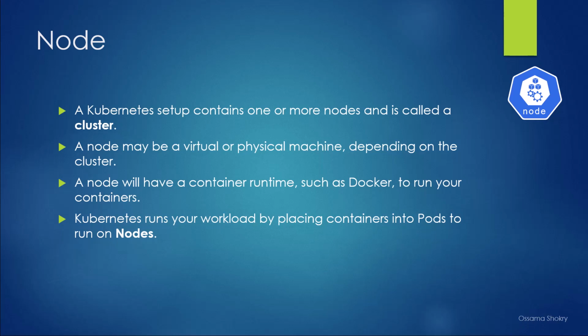Moving on to the Kubernetes node. A Kubernetes setup contains one or more nodes and is called a cluster. A node may be a virtual or a physical machine depending on the cluster. A node will have a container runtime such as Docker to run your containers. Kubernetes runs your workloads by placing containers into pods to run on nodes.